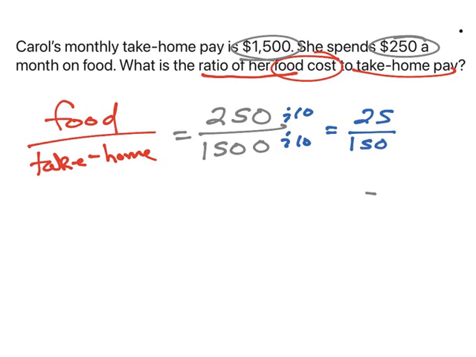That's a whole lot easier for me to see, well, I know that 25 goes into that. I'm going to end up with a fraction of 1/6. So the ratio of food cost to take-home pay is 1/6.